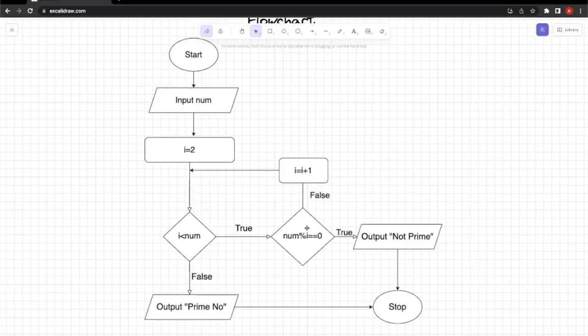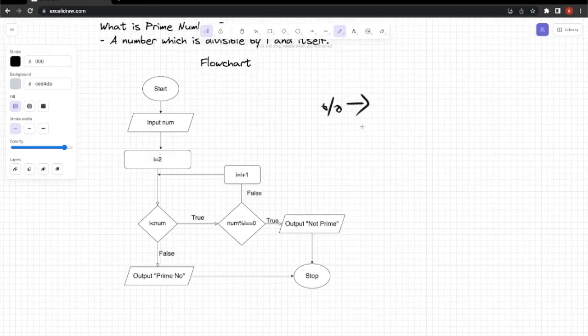Let me elaborate more on this. What does this modulo operator do? Let's consider if the user input is 7. 7 modulo 2. What is 7 modulo 2? 7 modulo 2 is 1. This modulo represents a remainder.